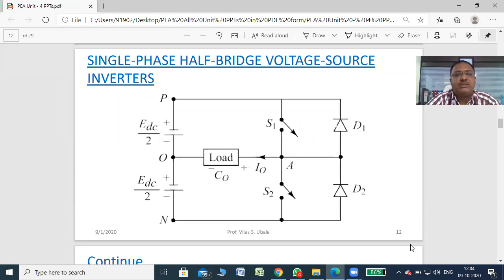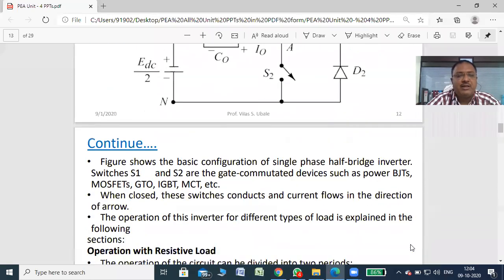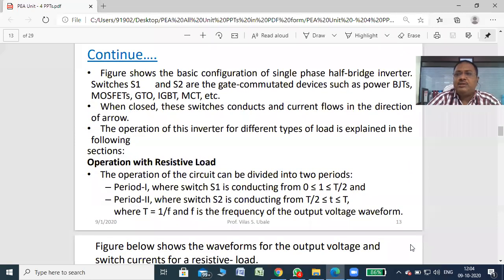This circuit is called a single phase half bridge. Only two switches are used, so it is called a half bridge, right? Input is a voltage, so it is called a voltage source, and output is single phase. Okay, now we will see the working of this particular circuit. Some theoretical part is written for you. I'll just read it in short.